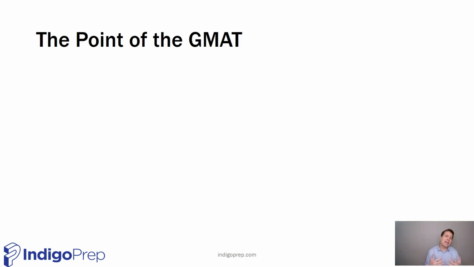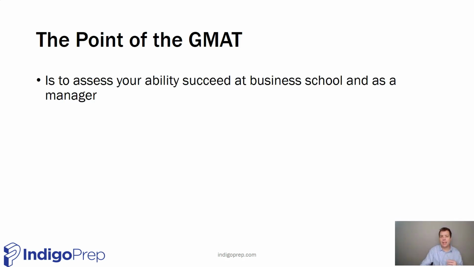It's important to remind ourselves what the point of the GMAT is. The point of the GMAT is to assess the test taker's ability to succeed at business school and as a manager. The point of the GMAT is not to rank test takers according to their ability to execute math and their grammar knowledge. That's a very important thing to understand and informs why data sufficiency exists. So know that the point of the GMAT is to rank you in your ability to succeed in business school and as a manager. Data sufficiency specifically speaks to this management part.